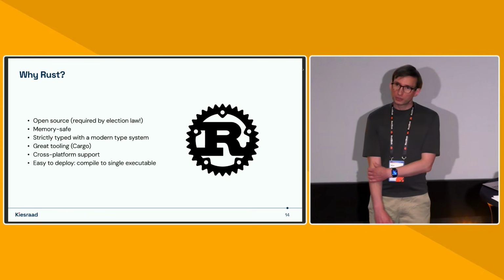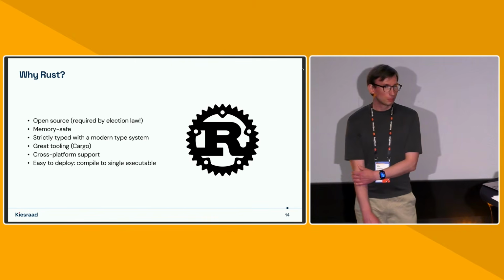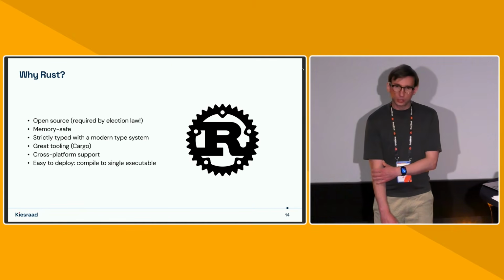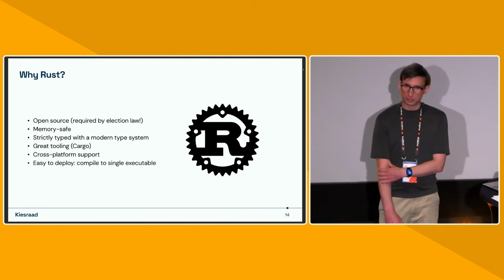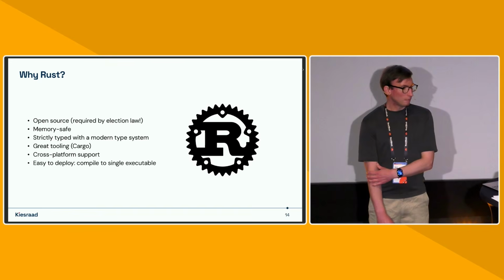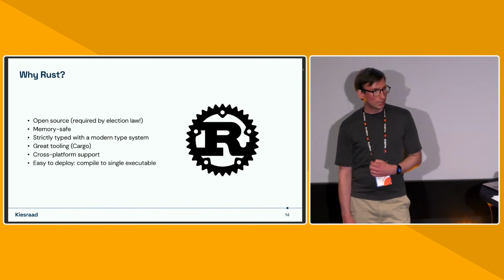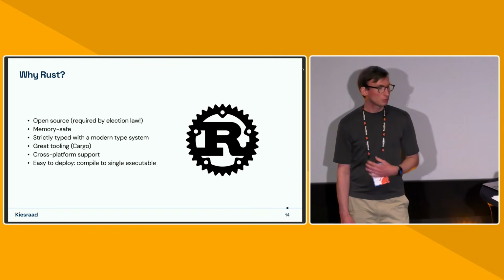It's strictly typed with a modern type system, which is also very pleasant to use, and it saves us from a lot of tricky bugs. The compiler will catch a lot. There's great tooling like Cargo to manage dependencies, manage libraries. There's great cross-platform support. By law, we have to run on at least an open source operating system, which in our case is Linux. Of course, Rust provides support for several other platforms.